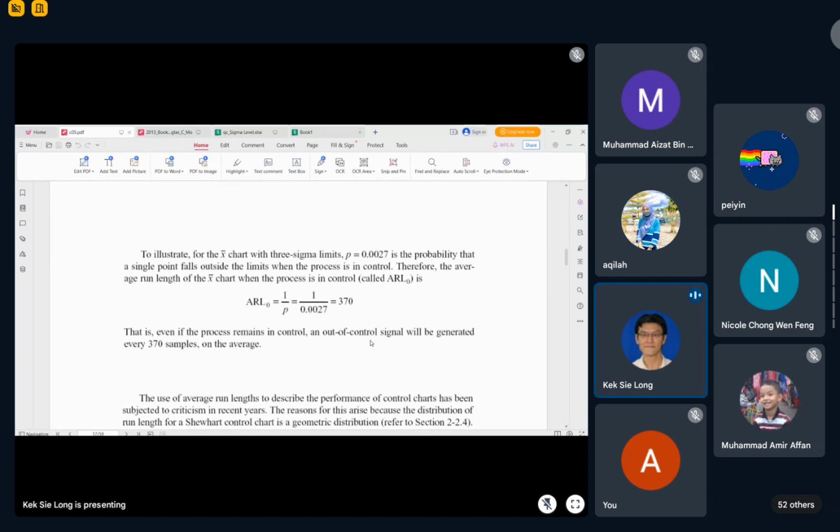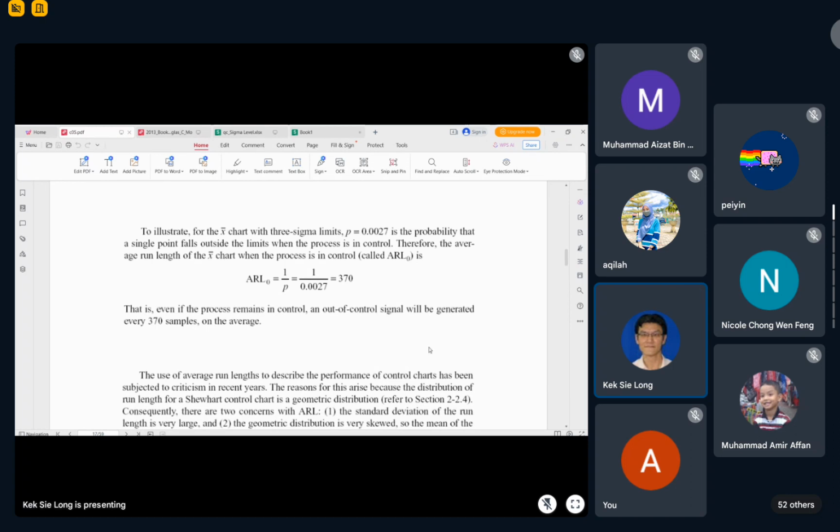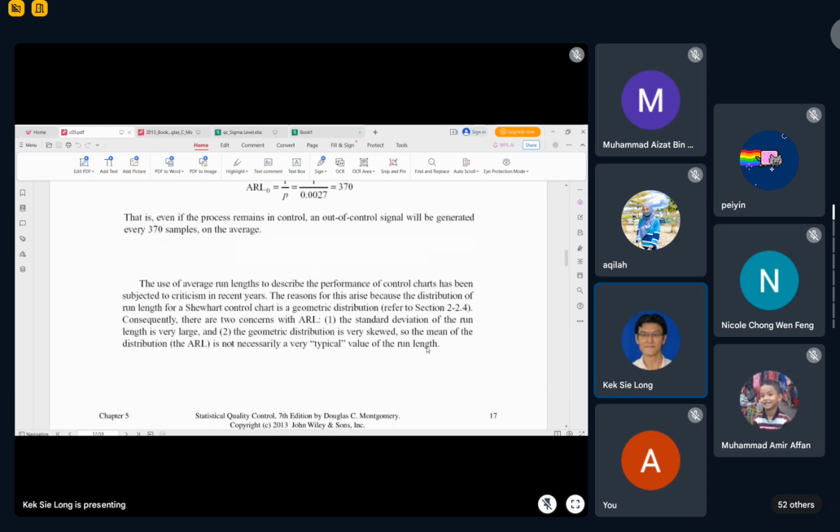So this is easy to answer the question. When an out of control signal happens, you do the calculation and answer with the value of ARL. So different p-values will give different ARL0. Okay, you can read through.